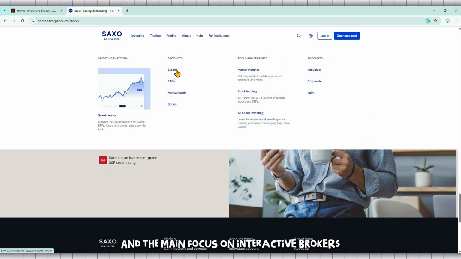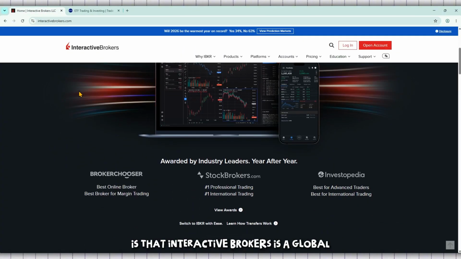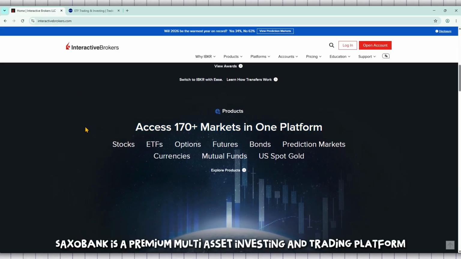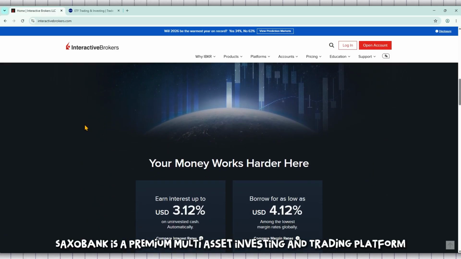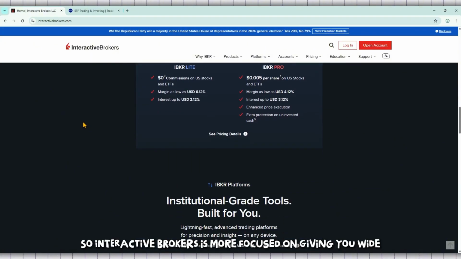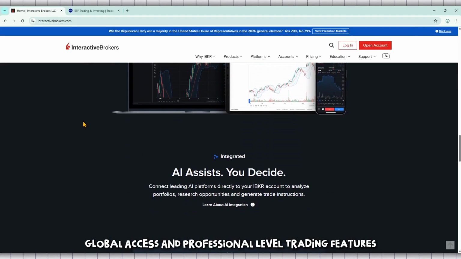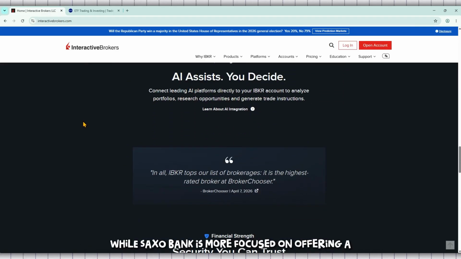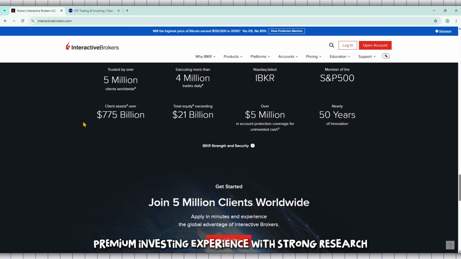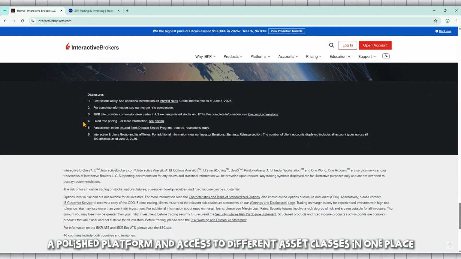The main focus of Interactive Brokers is that Interactive Brokers is a global investing and professional trading platform. Saxo Bank is a premium multi-asset investing and trading platform. So, Interactive Brokers is more focused on giving you wide global access and professional-level trading features, while Saxo Bank is more focused on offering a premium investing experience with strong research, a polished platform, and access to different asset classes in one place.